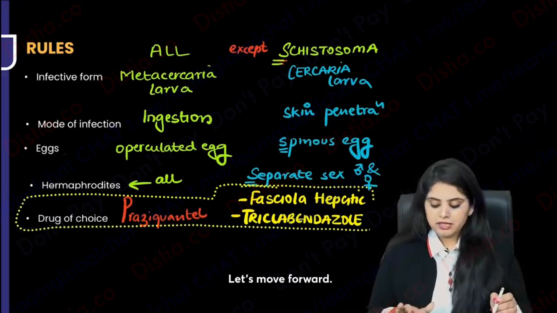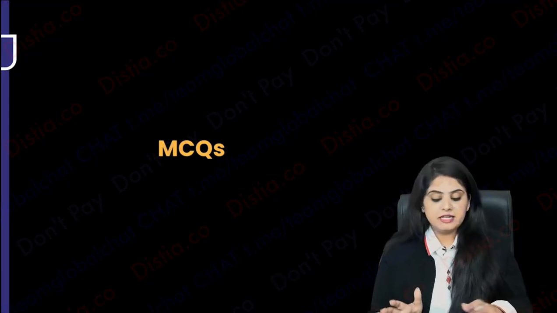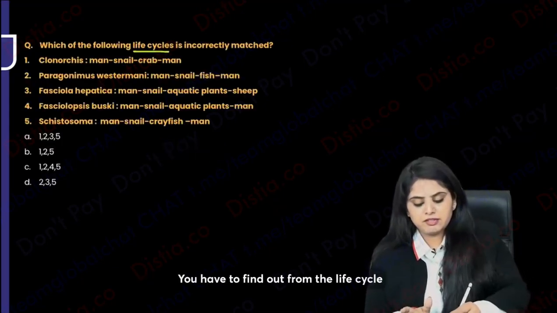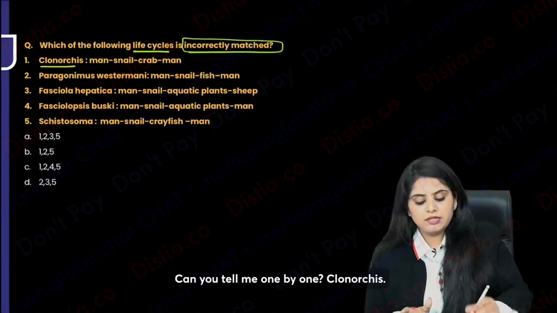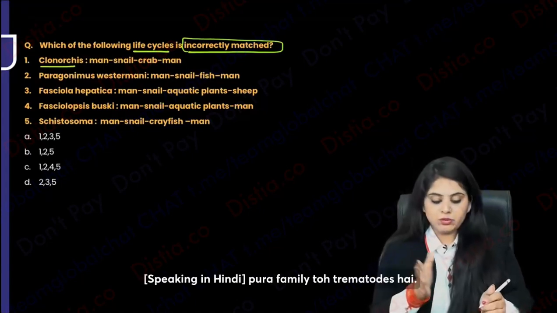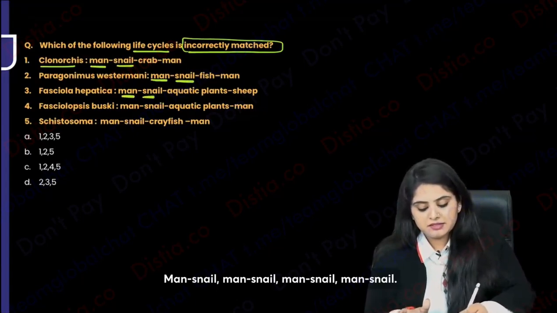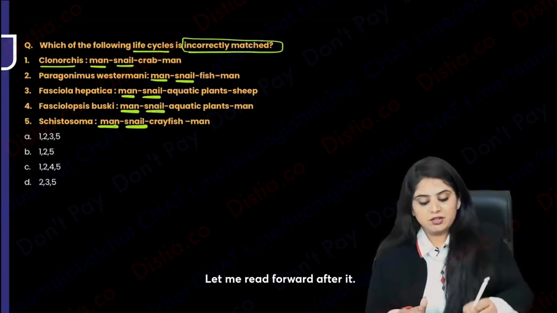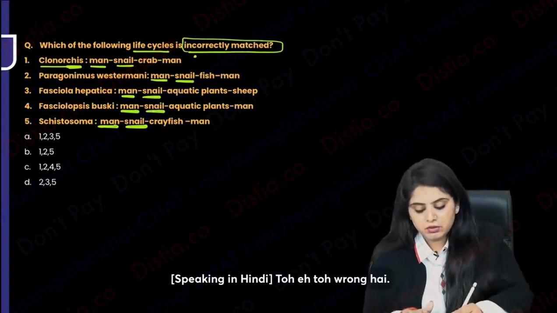Okay, let's move forward. Let's go on and discuss a few questions, because then we'll be able to get a little confidence. Let's start. The first is my favorite. You have to find out from the life cycle which of them is wrongly matched. Can you tell me one by one? Clonorchis. See, firstly, you'll say, ma'am, the whole family is trematodes. Man, snail, man, snail, man, snail, man, snail. Everywhere this is written correctly. Let me read forward after it. Clonorchis should have fish in it, but they have written crab. So this is wrong.